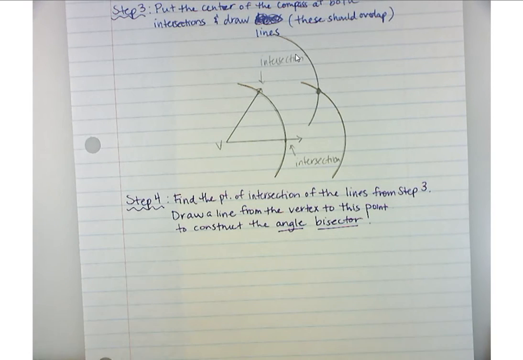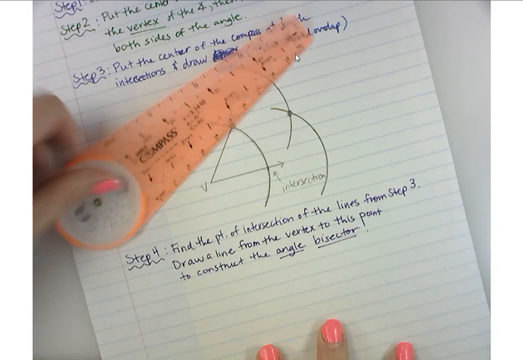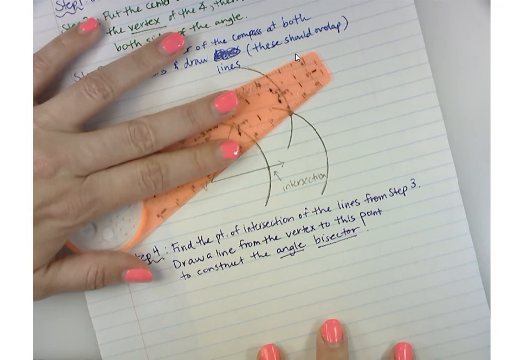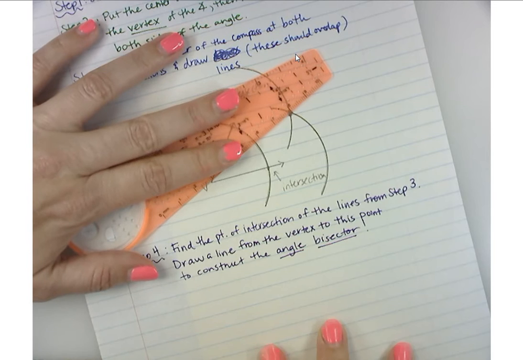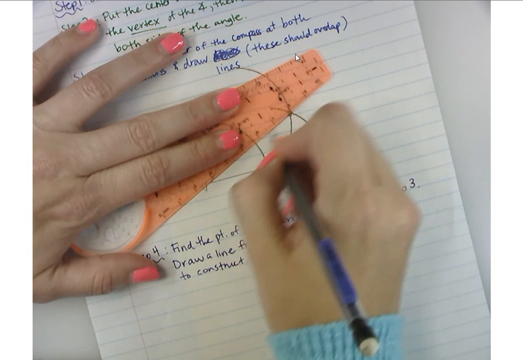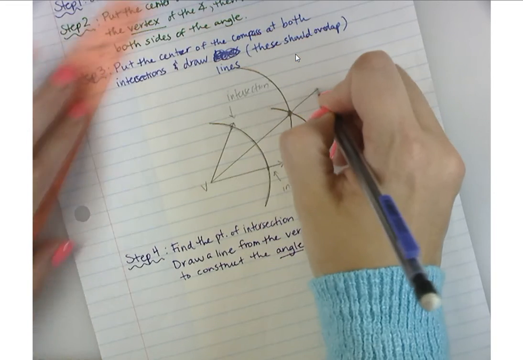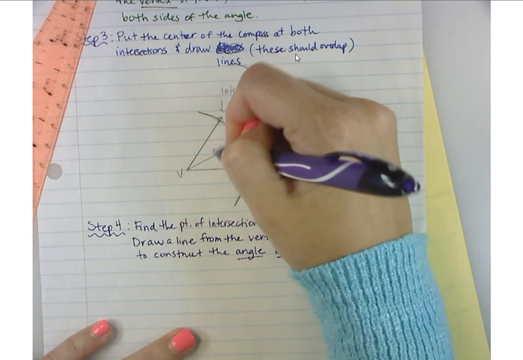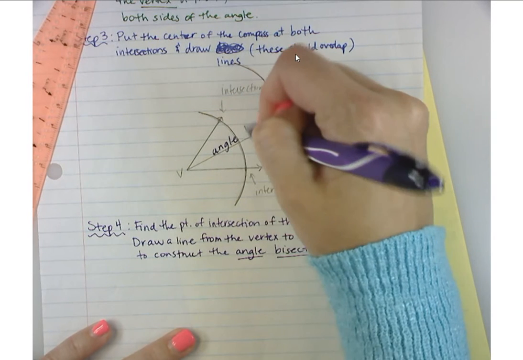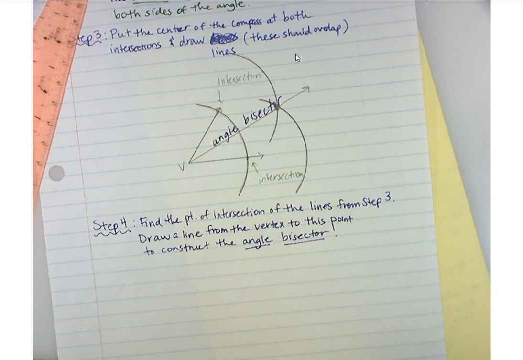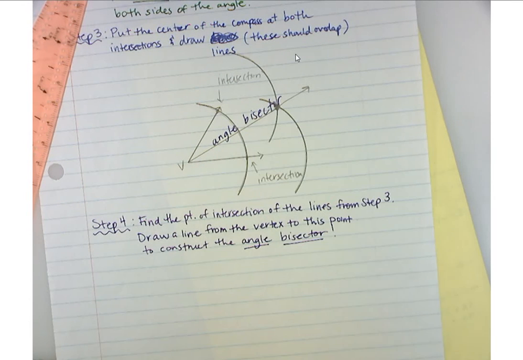Okay, so then what I'm going to do here is I am going to draw that line. Okay, so notice how I'm going from the vertex to that point. And then that is my angle bisector. So this that I just drew is the angle bisector. Fancy. Okay, so again, you're going from the vertex to that point of intersection.